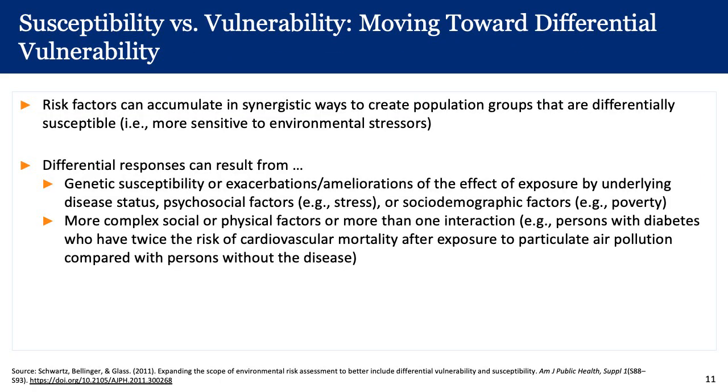So differential responses can result from differences in genetic susceptibility or because of exacerbations or ameliorations of the effect of exposure by underlying disease status, psychosocial factors, or sociodemographic factors like poverty. Differential response can also flow from more complex social or physical factors or more than one interaction. For example, it has been shown that persons with diabetes have twice the risk of cardiovascular mortality after exposure to particulate air pollution compared with persons without the disease.